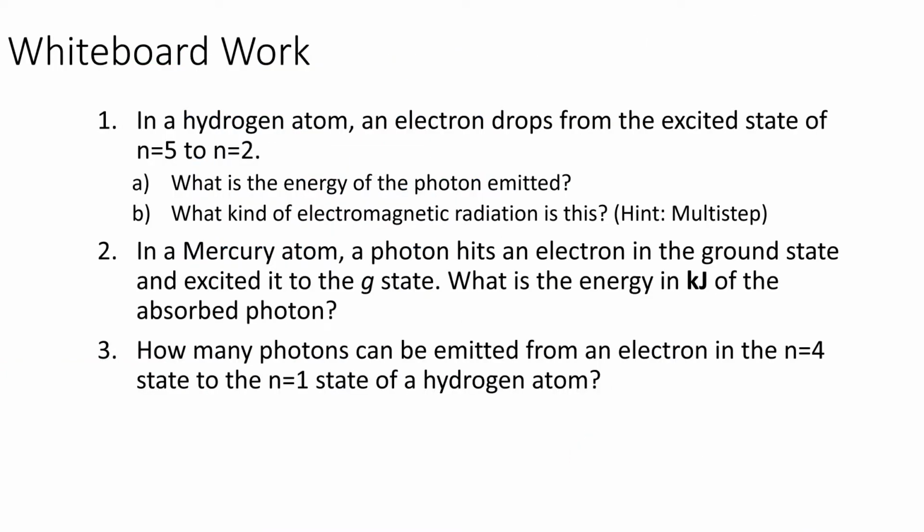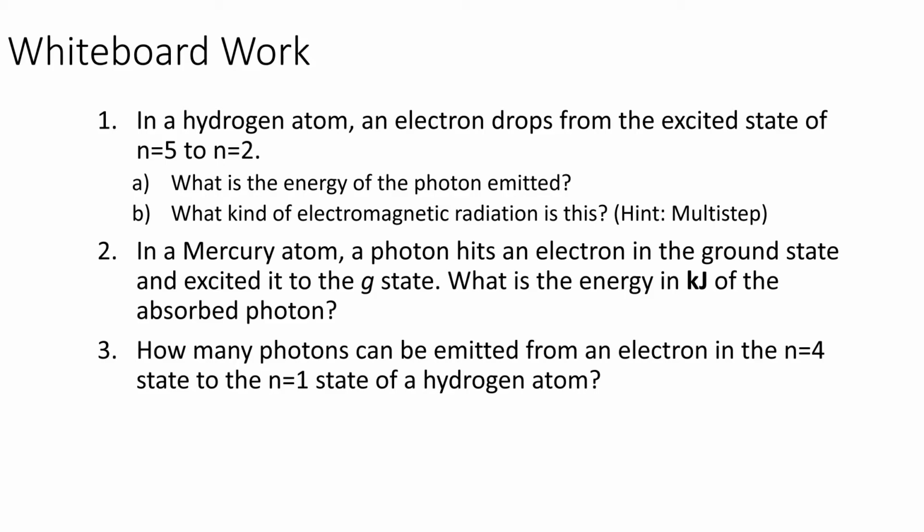All right, let's take a peek at some different examples that you guys can use when you're working on your worksheet, just so you can see how it's done. So we have a hydrogen atom going from the excited n equals 5 to the n equals 2 state. So what is the energy of the photon emitted?